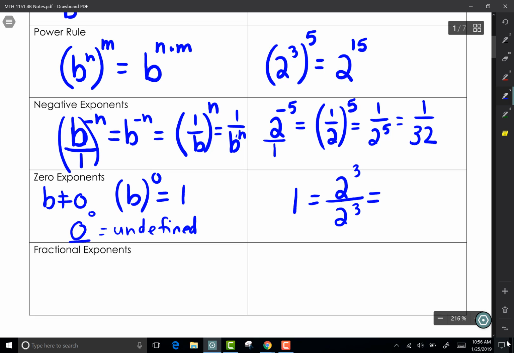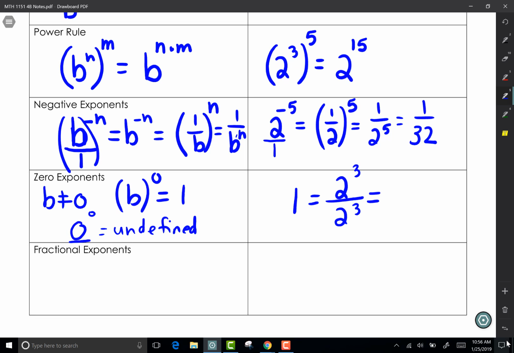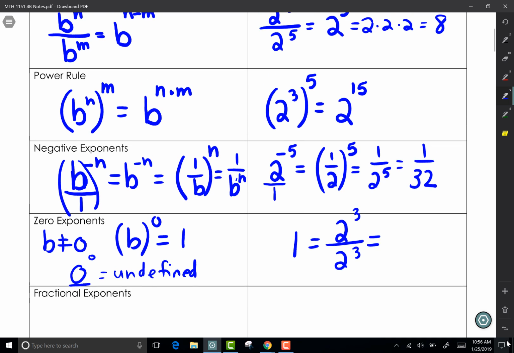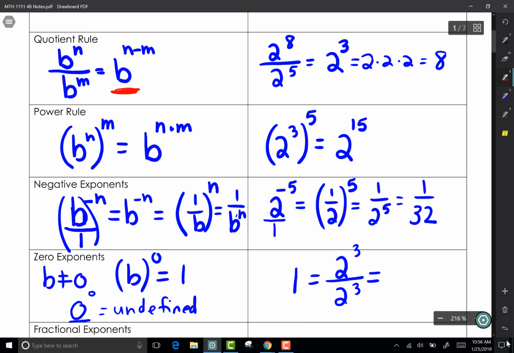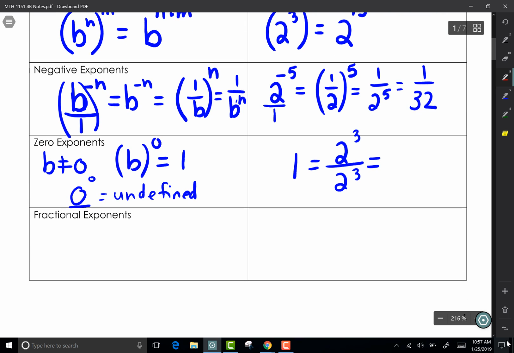But now, if I look at it from a different perspective, if I use my quotient rule, if I scroll back up here, my quotient rule says if my base is the same, I subtract my exponents. So I take the top minus the bottom. Here, my base is the same, and if I take the top minus the bottom, I get 0. So 2 to the 0 is equal to 1.